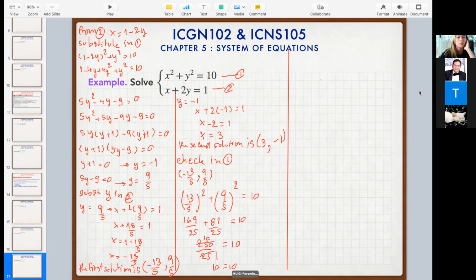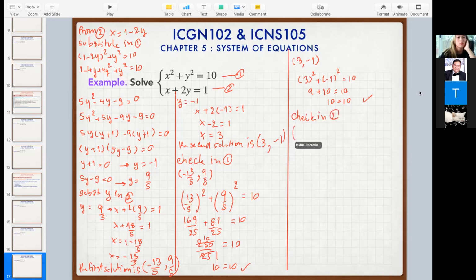Now we check in equation number 1 as well for the second solution, 3 and negative 1. It is x squared first. Three squared plus negative 1 squared equals 10. 9 plus 1 equals 10. 10 equals 10. That is correct. Okay. The third one we check in equation number 2.